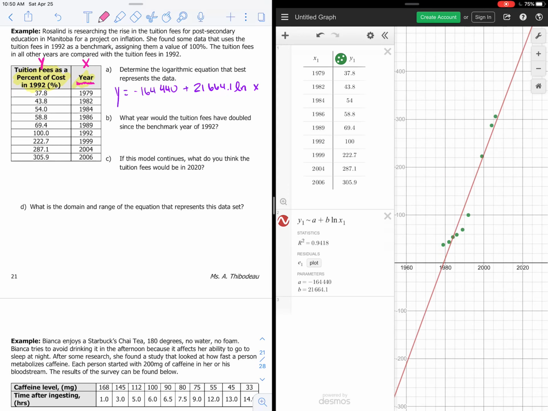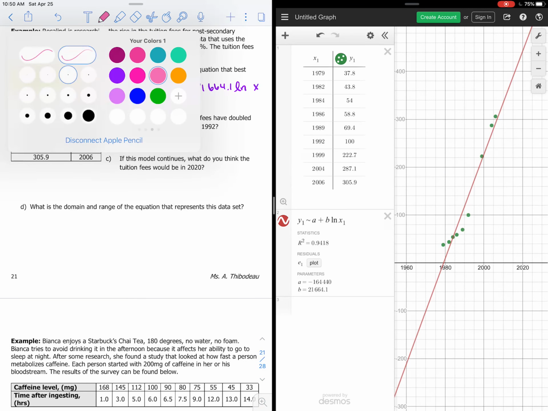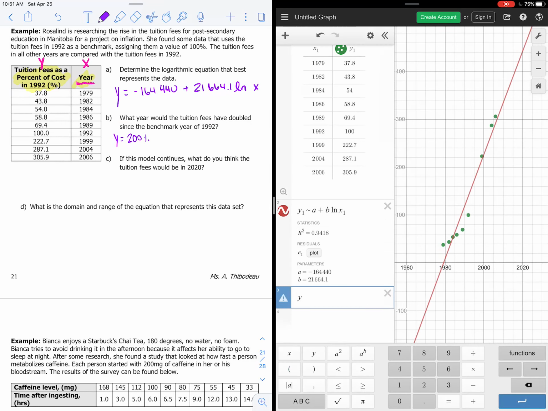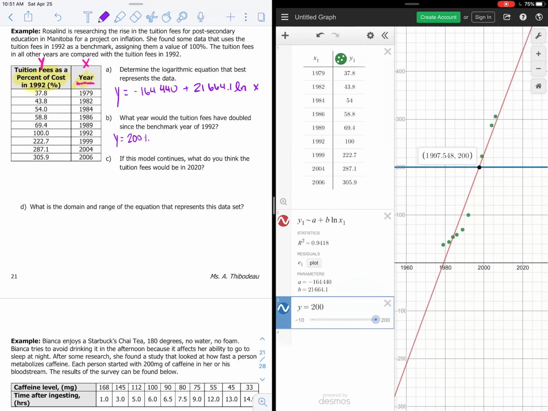It says, what year would the tuition fees have doubled since the benchmark in 1992? So if in 1992 they were at 100%, we want to know what year our percent would have been 200, right? If it doubles, it's 200% if it was 100 to begin with. So we go y is equal to 200, and we get this point here. So we get an x value of 1997.548, right?